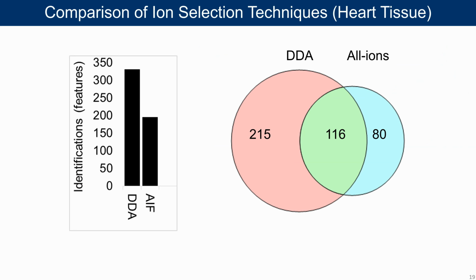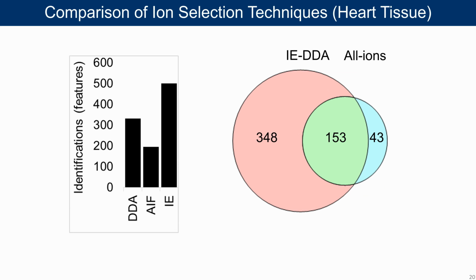And that's why, even just using traditional data-dependent analysis and our algorithm for deconvolving all ions, at least in lipidomics where it's very complex, data-dependent analysis still does better. So ion selection is still king. Using iterative exclusion data-dependent analysis, we almost cover all of the ions from all ions, as well as many, many more, showing again this advantage.